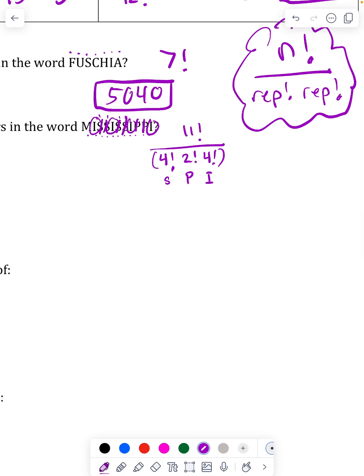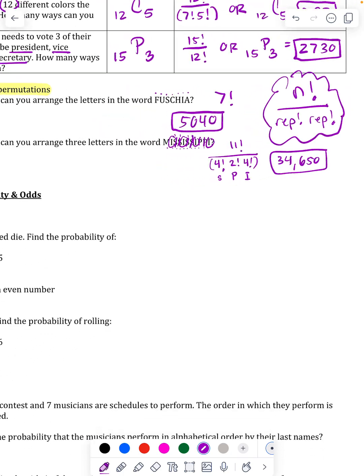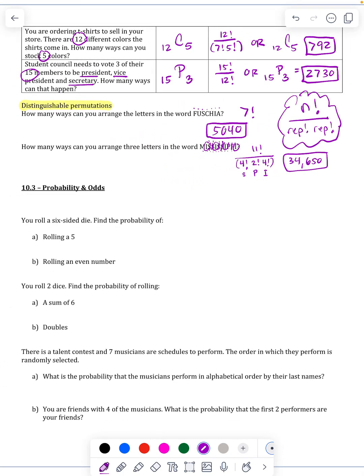So I type in 11 factorial, I divide by, and then in parentheses, I do exactly what it says, 4 factorial times 2 factorial, and then I do 4 factorial again because of the other letter. And it's giving me 34,650 ways, because 11 factorial would be a lot of ways, but a bunch of them would look the same because I'd be moving one S to where the other S was, and it wouldn't count as a different arrangement. So that's something to watch out for if you have things that are identical or they look exactly the same. You've got to divide that out.